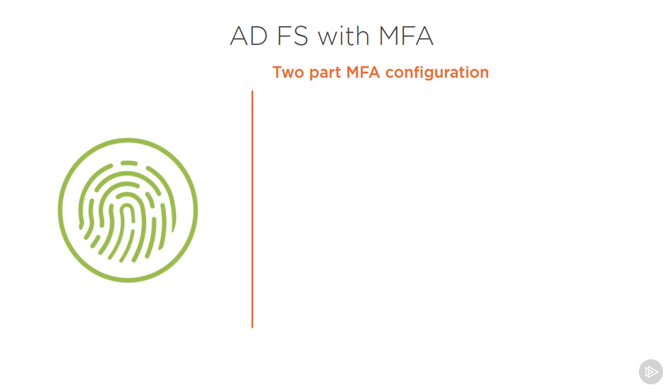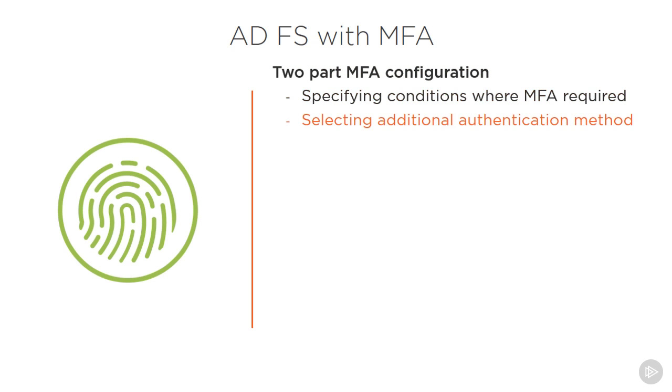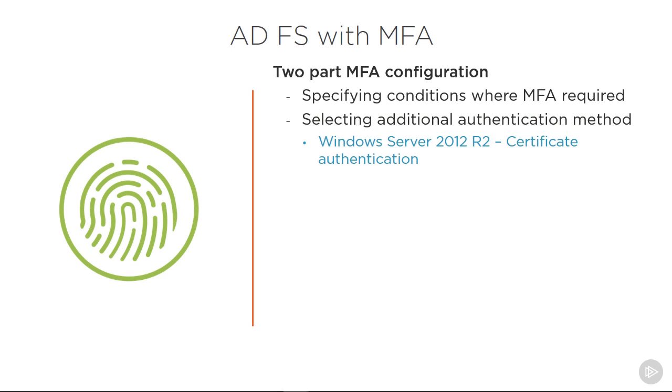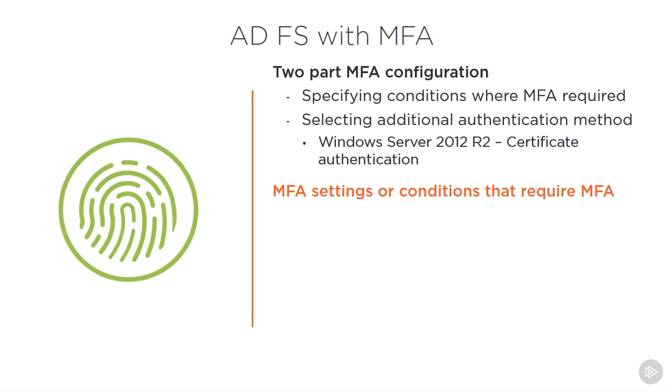Now, just a little bit on ADFS with MFA, the multi-factor authentication. When we're talking about MFA, we have a two-part configuration. We first need to specify the conditions where MFA may be required. In addition to that, we need to select the additional authentication method that's going to be allowed. Windows Server 2012 R2 has certificate authentication as a secondary authentication method for MFA.